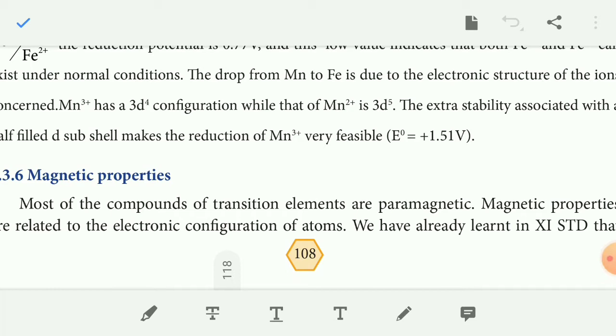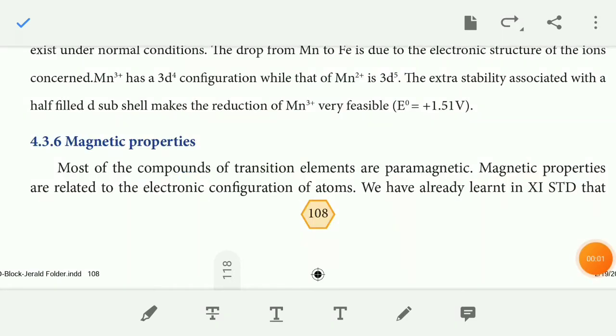Two weeks before we discussed lesson number 4, transition and inner transition elements. Continuing that, today we will discuss magnetic properties. Most of the compounds of transition elements are paramagnetic. That is, the 3d, 4d, 5d, 6d transition elements are paramagnetic. Magnetic properties are more related to the electronic configuration of atoms.